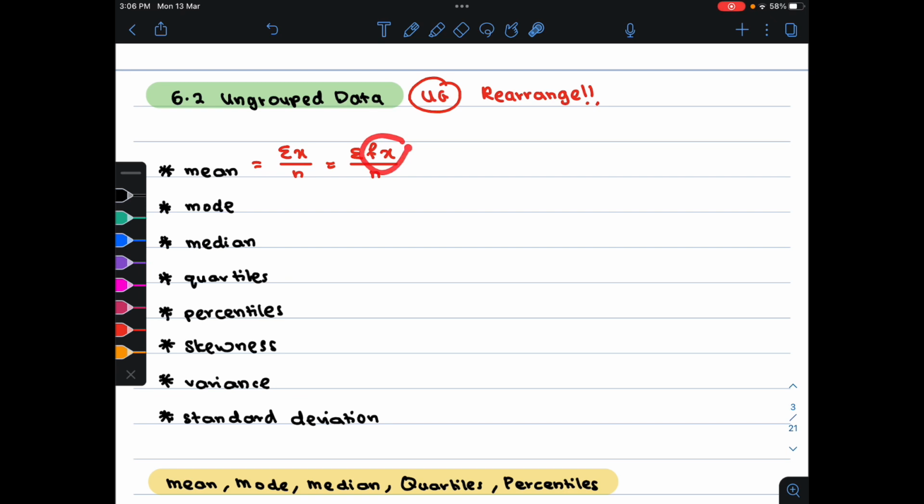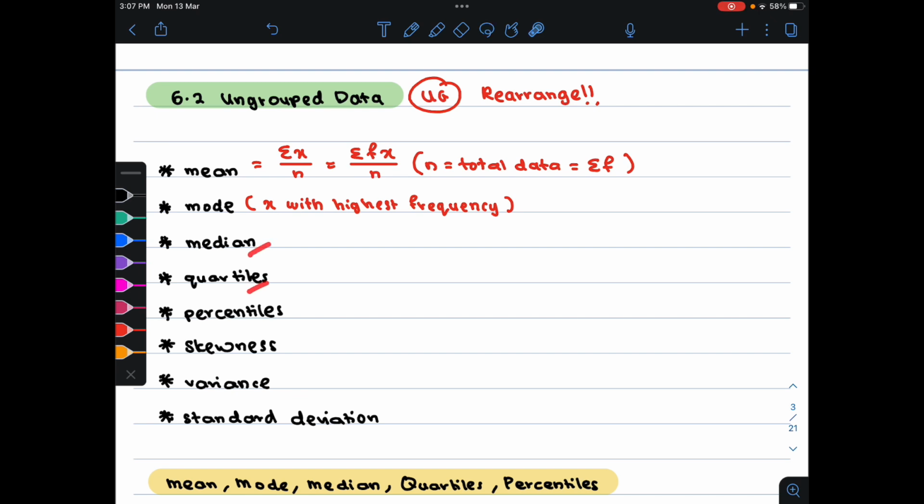So note that this means times: f times x. It is different from f bracket x. This one means function, and it is not the same as fx here. So we can denote the total number of data as n, and it is actually the same as the summation of all frequencies, which is sum of f. Next, we have mode, where mode is the value x with the highest frequency. So just find the data that has the highest frequency, and that data will become your mode.